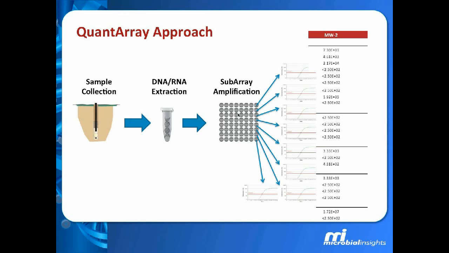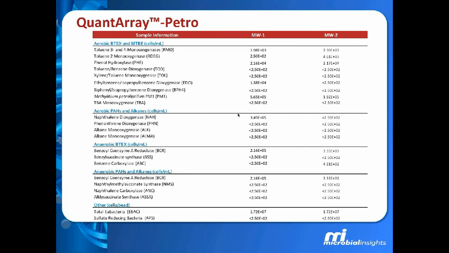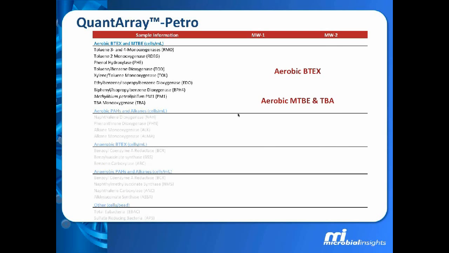So as promised, I'm getting a little more closely to what we're going to be showing you data from the site. This is the list of the different genes that we quantified for this site using the QuantArray Petro. The gene targets in the table are grouped by contaminant and redox conditions. The top section includes assays for quantification of monooxygenase and dioxygenase genes responsible for aerobic biodegradation of monoaromatics.